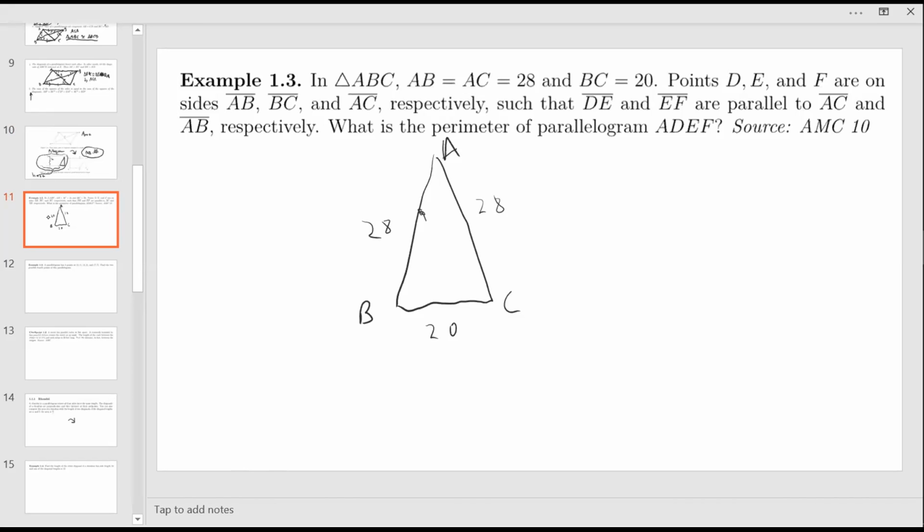So let me draw. I think the problem is saying something like this. If this is D, this is E, and this is F, then DE and EF are parallel to AC and AB. So yeah, this is correct. Then it's asking for the perimeter of parallelogram ADEF.